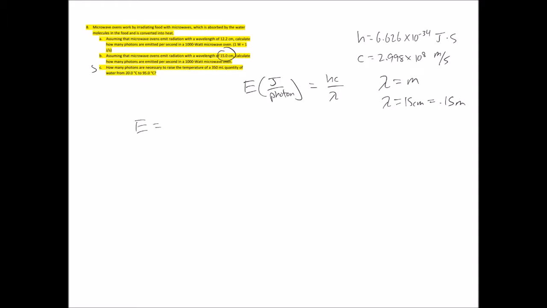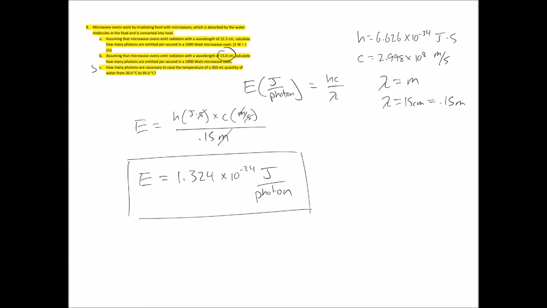So h is in joule seconds, times c, which is meters per second, over our 0.15 meters. So we can see here that the meters will cancel, these seconds will cancel, and we're going to be left with a value of 1.324 times 10 to the negative 24th joules. And this is for one photon. So that's the first part of this problem.